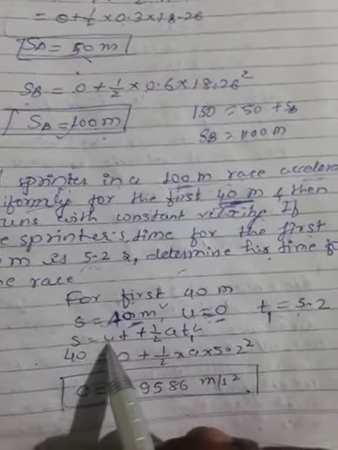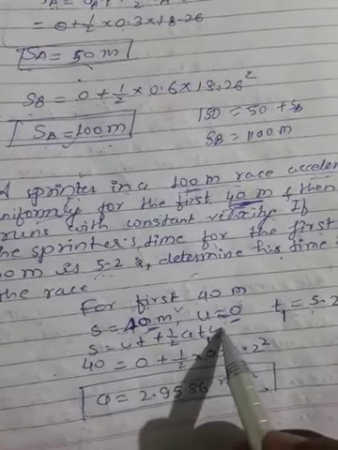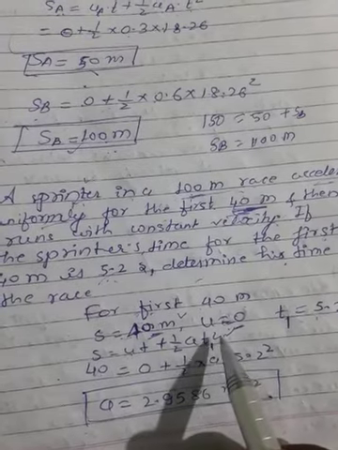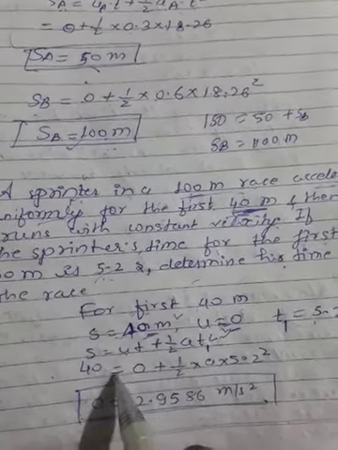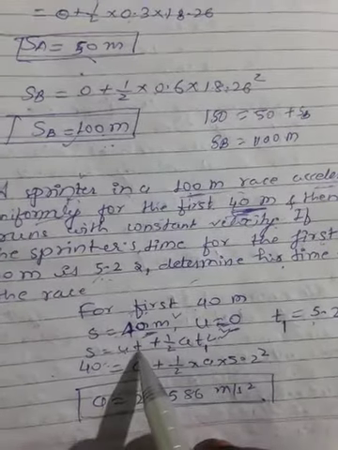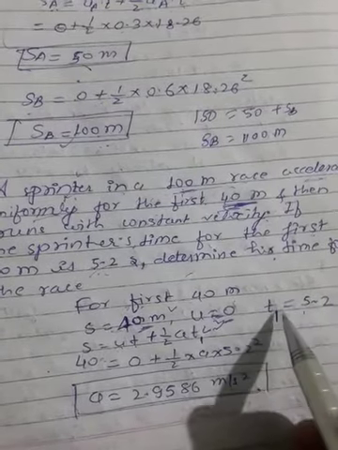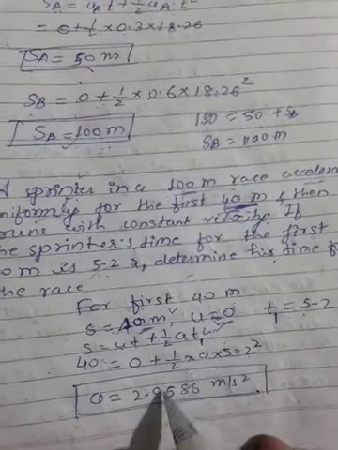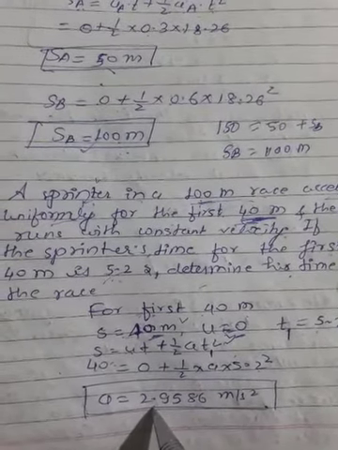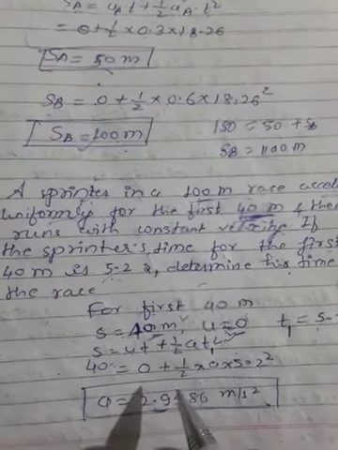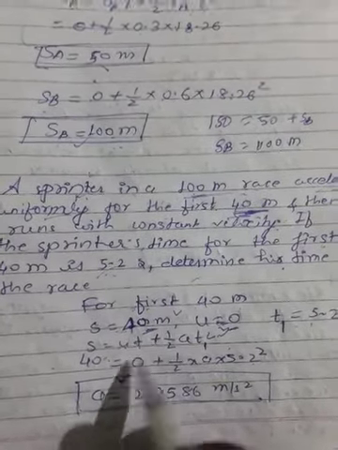So I am using the second equation of motion, s equal to ut plus half a t square. I am considering t1 for motion up to 40 meter. So displacement you are given 40 meter, initial velocity is 0 plus half a, t1 value is nothing but 5.2 second. So after putting the value here I will get the uniform acceleration for the initial 40 meter, that is 2.9586. So this is the uniform acceleration.